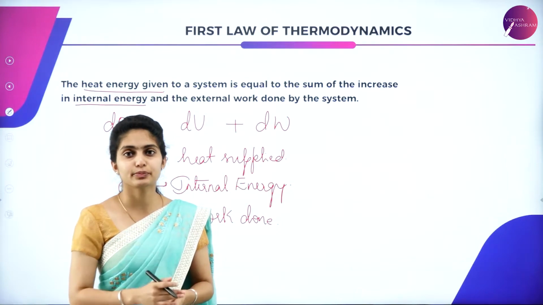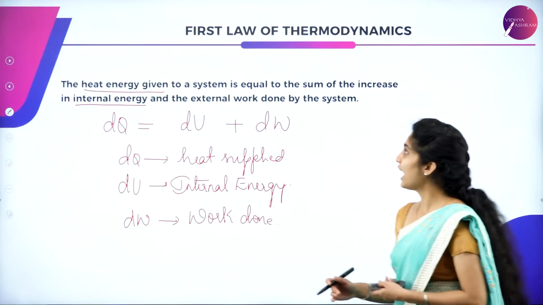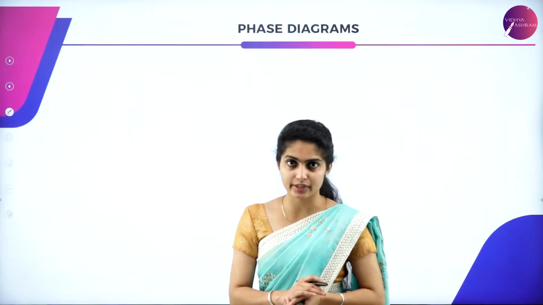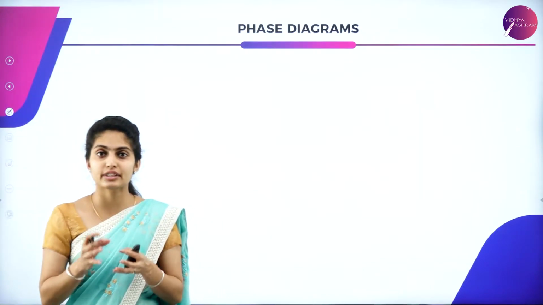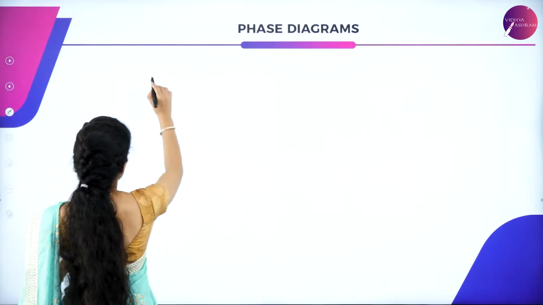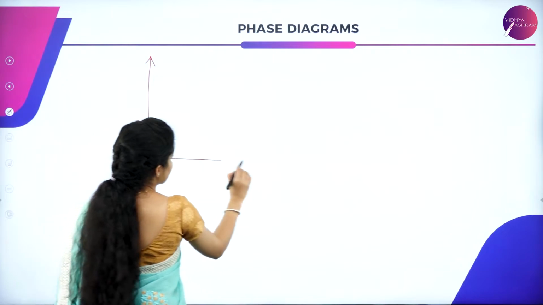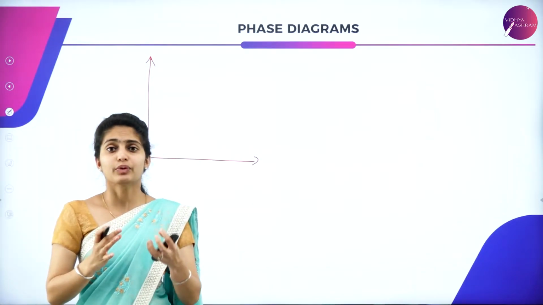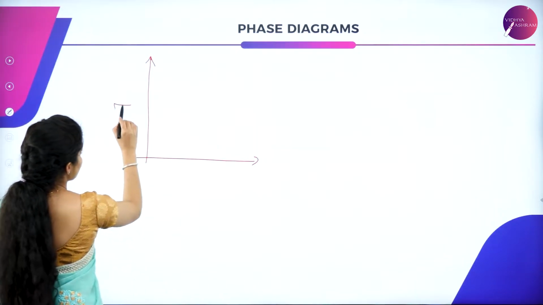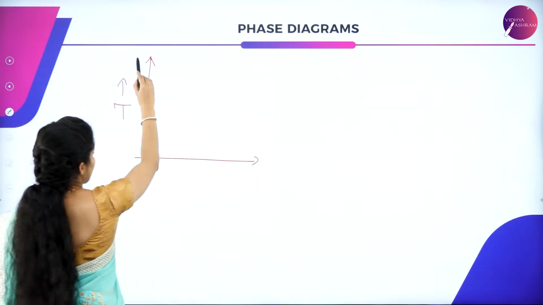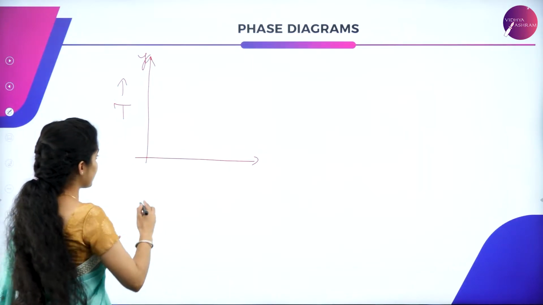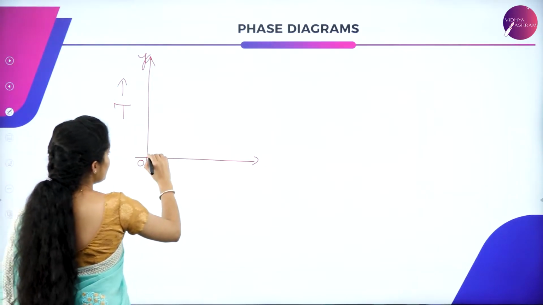Okay, now let us move to the next part, that is, phase diagrams. What do we understand by phase diagrams? Phase diagrams are the diagrams which show the different phases or states of matter. For example, here we have a phase diagram where we have the solid state and the liquid state, with temperature on the y-axis. So we see the variation of temperature. How is the temperature varying? It starts from 0.